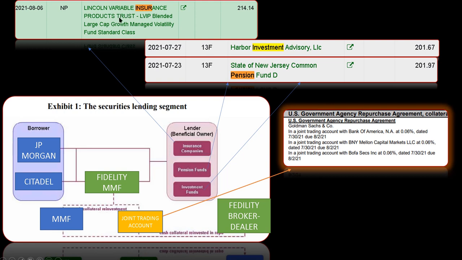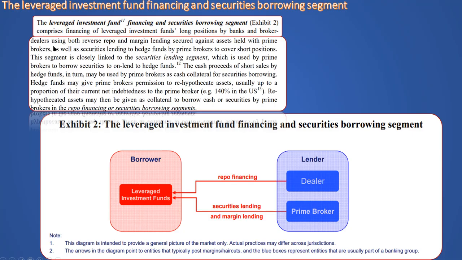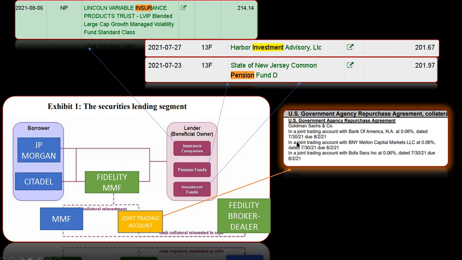We have Lincoln Variable Insurance Products Trust as an insurance company. We have pension fund as State of New Jersey Common Pension Fund D. And then we have Harbor Investment Advisory as an investment fund example. Now, if we replace these with entities we know of in the market, our joint trading account right here, look at this.